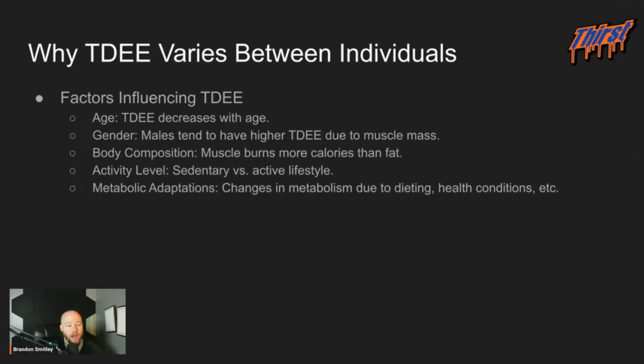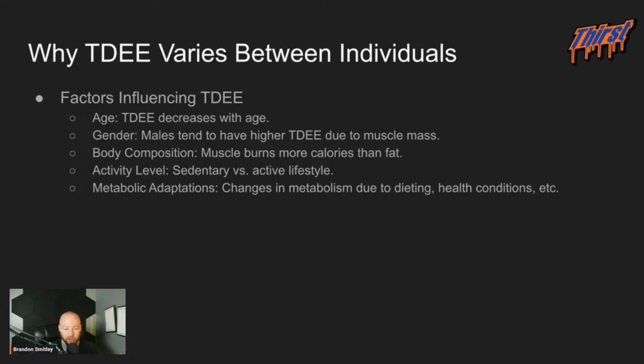So why does TDEE vary between individuals? There are plenty of factors, just like with BMR. Age: your TDEE is going to decrease with age, partially because of your BMR, but then there's also the fact that you're probably going to move less, you're probably going to eat less, all those other factors that we talked about, how you physically burn calories throughout the day, will all generally go down. So, as you age, those are all going to go down.